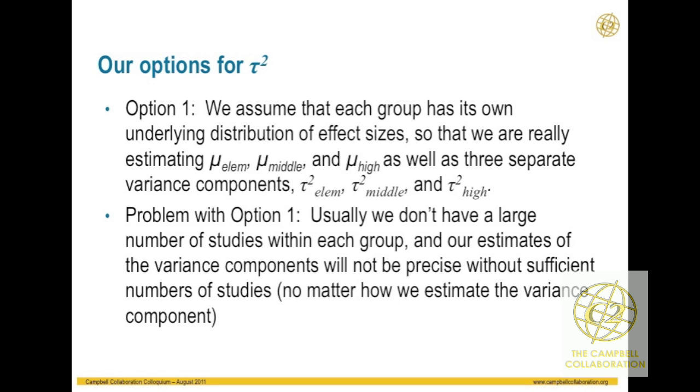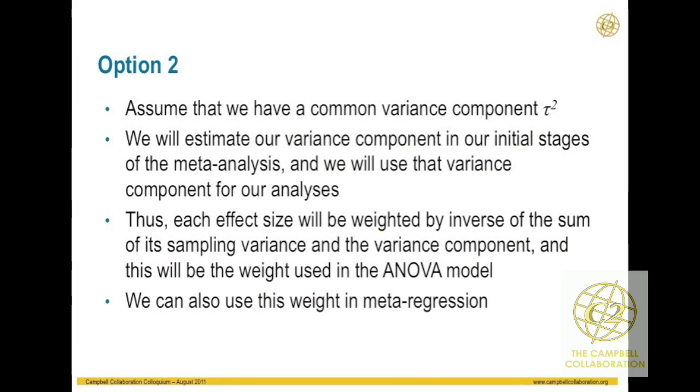So we usually do option 2, which is that we do what we've been doing up until now in this presentation. We assume one variance component across all studies, and we use that variance component in all of our calculations from there. So we estimate that variance component at the beginning of our meta-analysis. We calculate our overall mean and the variance of our overall mean estimate. We also then calculate our group means on the basis of that single variance estimate.